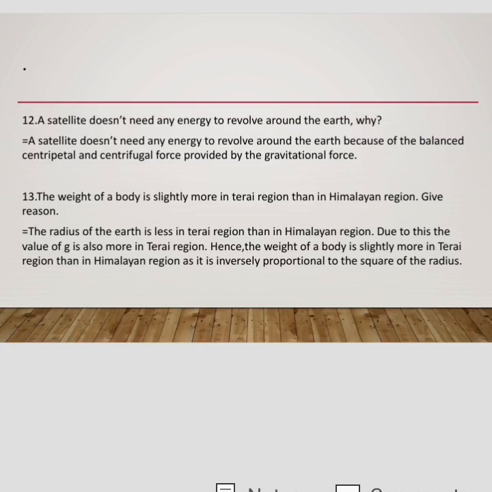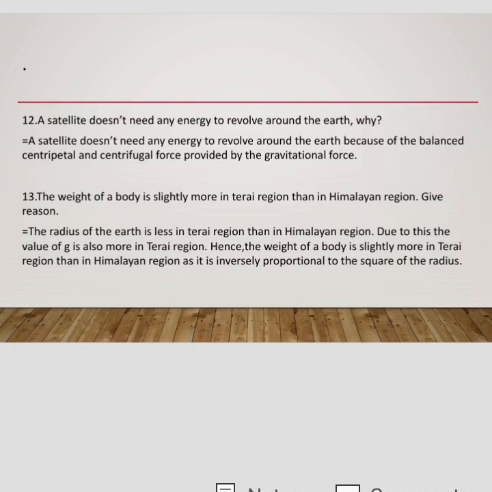So question number 13. The weight of a body is slightly more in Tarai region than in Himalayan region. Give reason. The radius of the earth is less in Tarai region than in Himalayan region. We all know. Due to this, the value of g is also more in Tarai region. Hence, the weight of the body is slightly more in Tarai region than the Himalayan region, as g is inversely proportional to square of the radius.